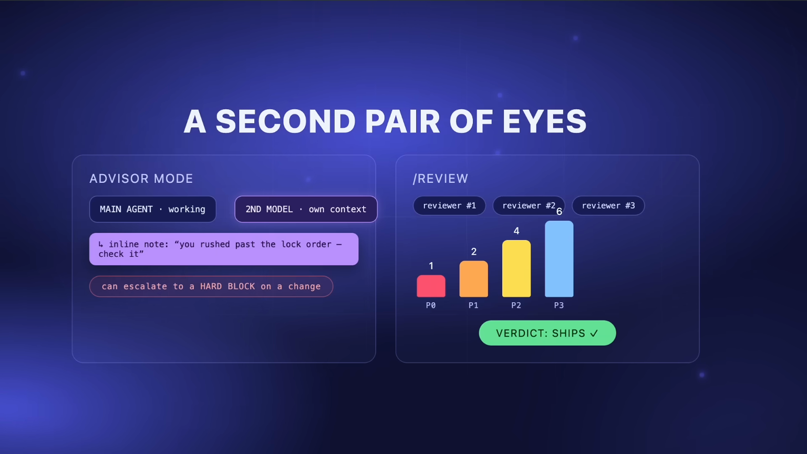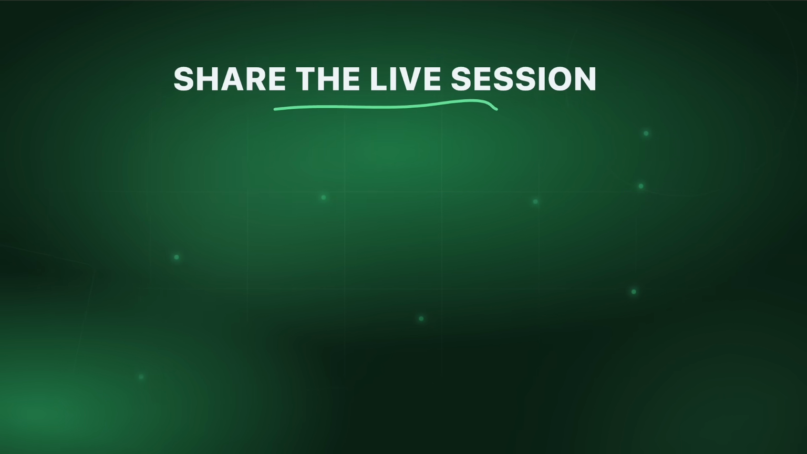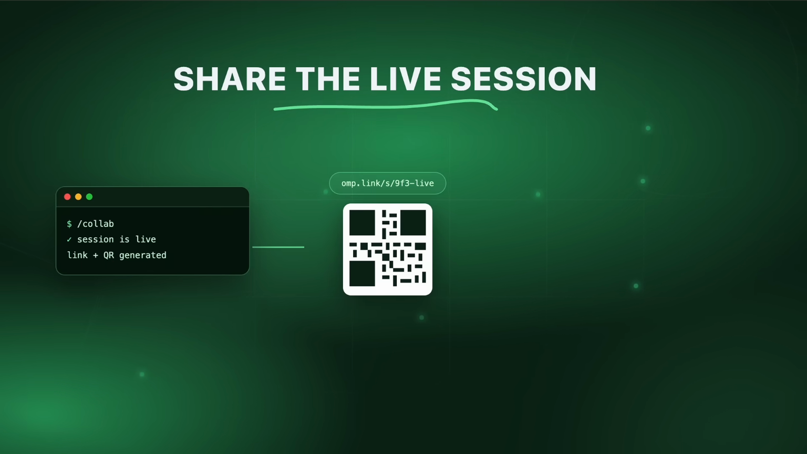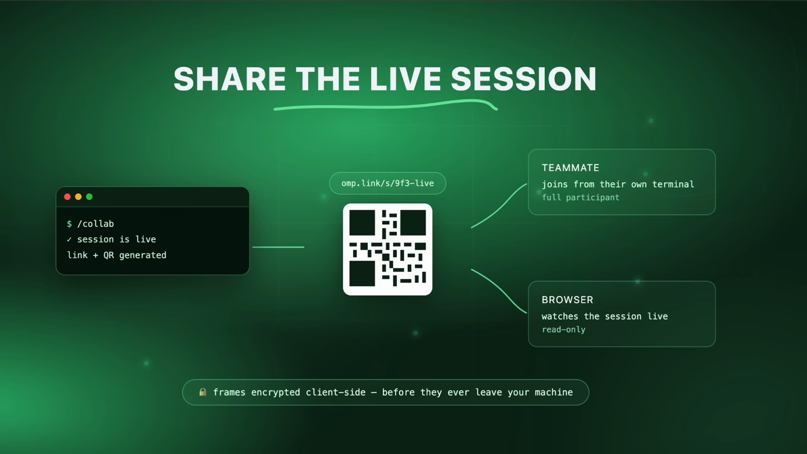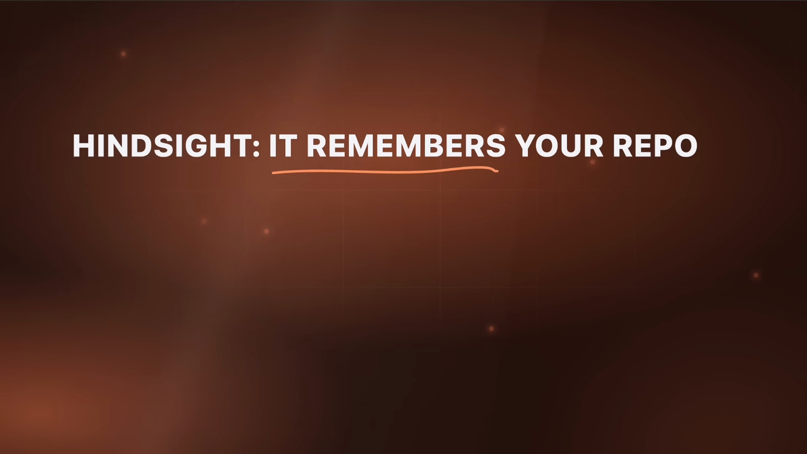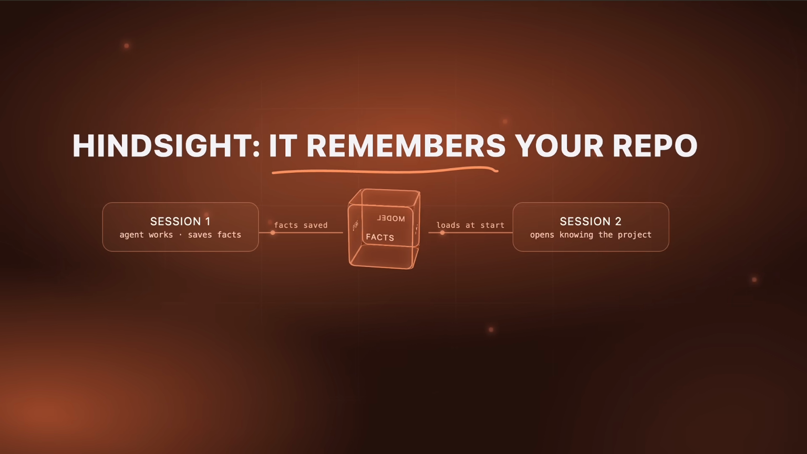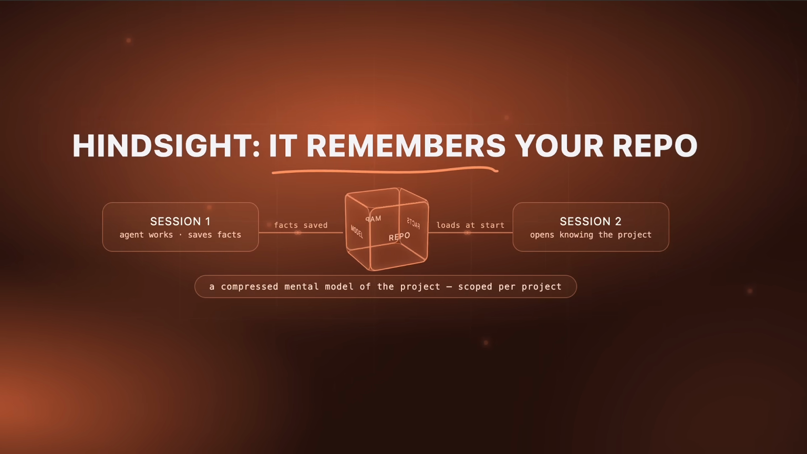/review spawns reviewer sub-agents that rank every finding P0 through P3 and end with a clear verdict on whether the change ships. /collab puts your live session behind a link and a QR code so a teammate can join from their terminal or just watch read-only from a browser, with frames encrypted client-side. And there's a memory layer called hindsight, where the agent saves facts about your repo as it works and loads a compressed mental model of the project at the start of your next session, scoped per project.